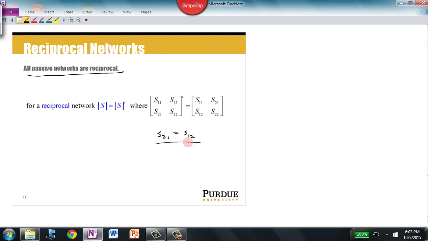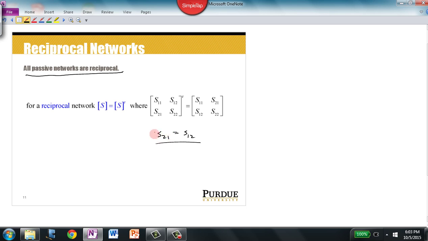The useful result is this right here. This property of a network is called reciprocity, or sometimes people call it a reciprocal network. Any 2-port network that is totally passive, meaning it's got no active devices, no transformers in it, will be a reciprocal network. You therefore don't have to calculate both S21 and S12. You can just calculate one of them, and you will know that the other is the same value.